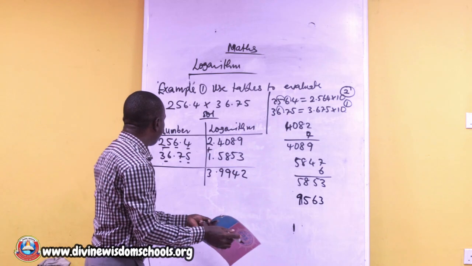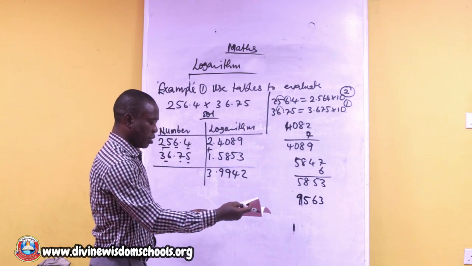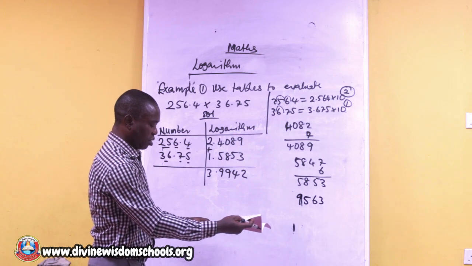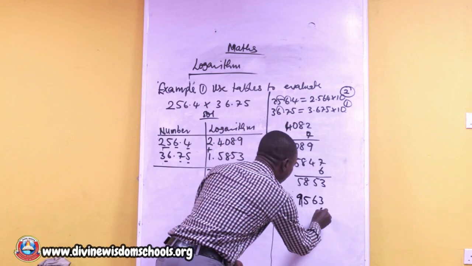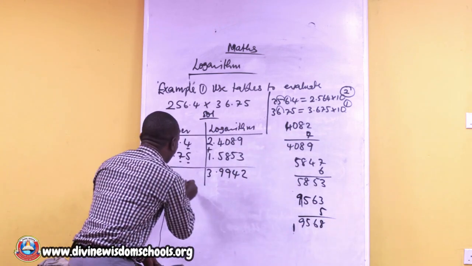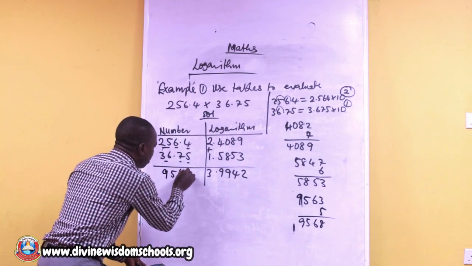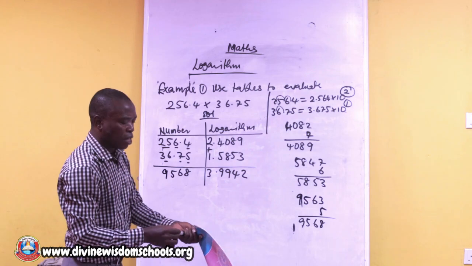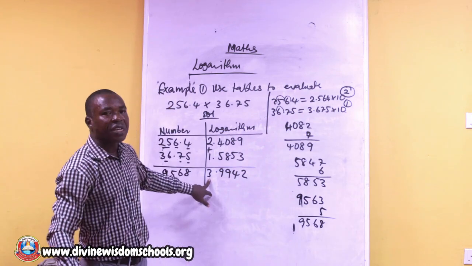Now I said difference 2. 9563, difference 2 is 5. So I add 5 to it. That will give me 9568. So I'll come here and write this here. Now somebody might be wondering, why did I leave this 3 out?